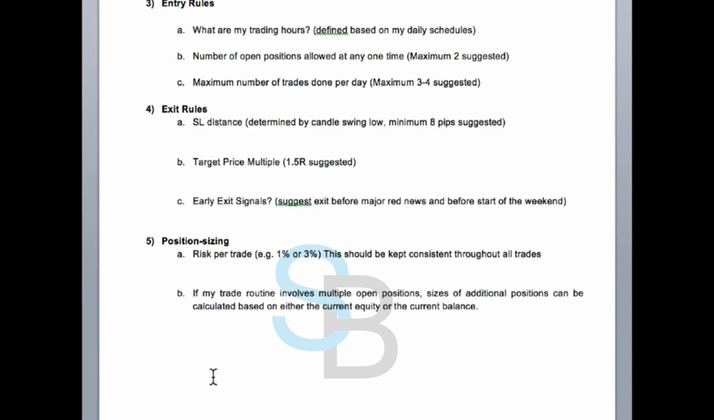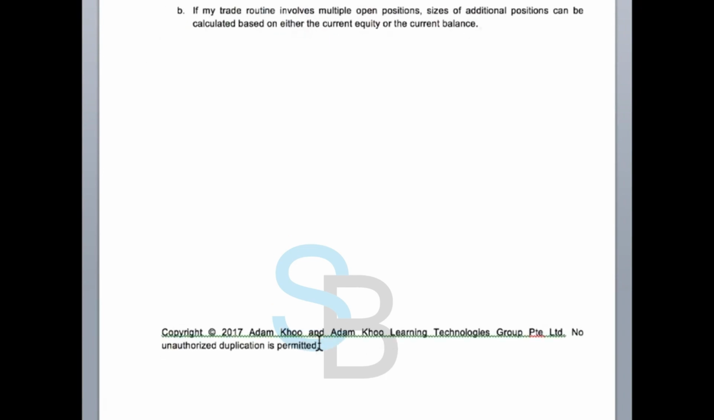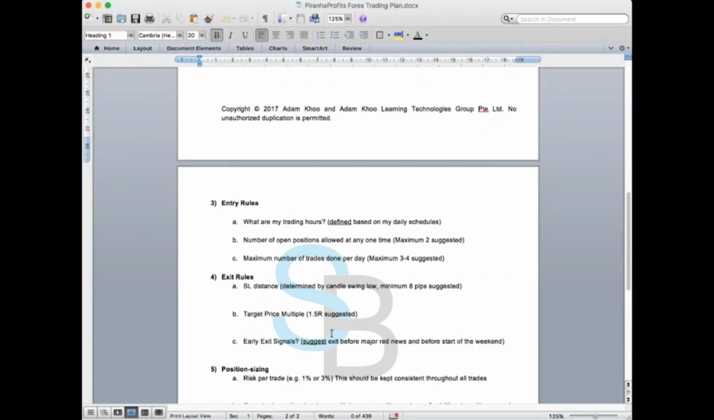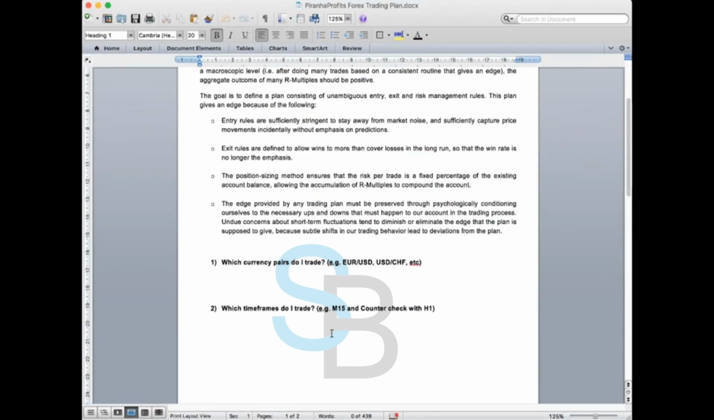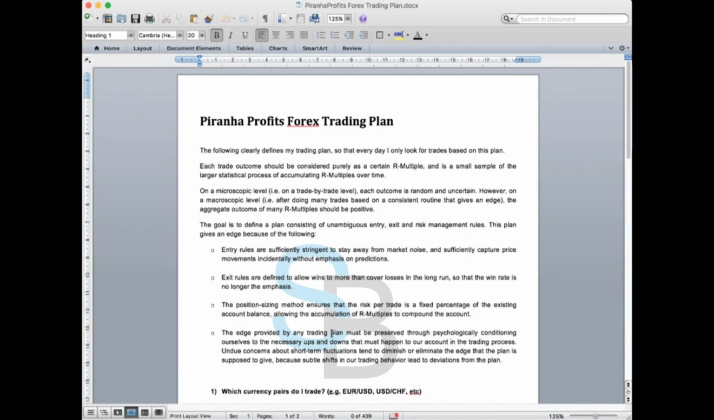Okay, so write down your trading plan. So that's number 5. Once you've written it down, you should put it up somewhere near a trading desk. So every time before you trade, read it, condition yourself to follow this plan consistently.